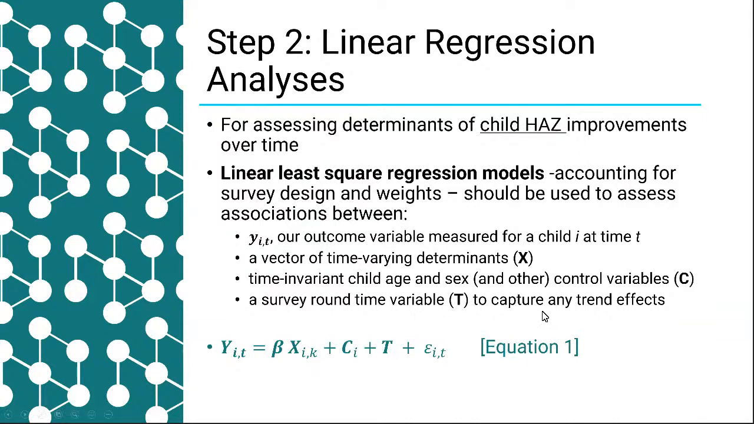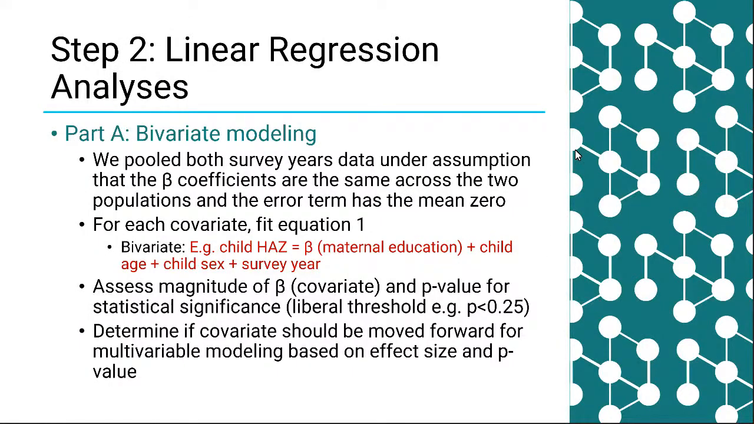So creating a simple regression equation like this for each covariate, and I'll show you an example. I tried to put this in some simple terms here for maternal education. If we were to do this for one variable, the equation would be child HAZ equals maternal education, and the beta for maternal education is what we're interested in, or the effect size, plus child age, child sex, and survey year as control variables, and the error term.